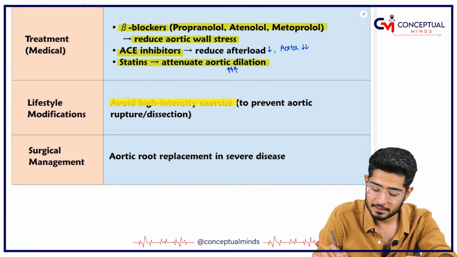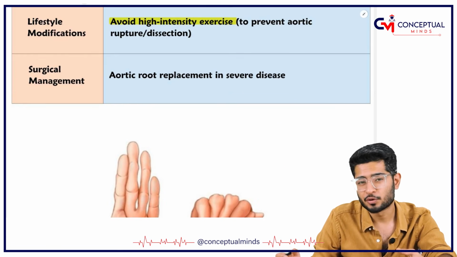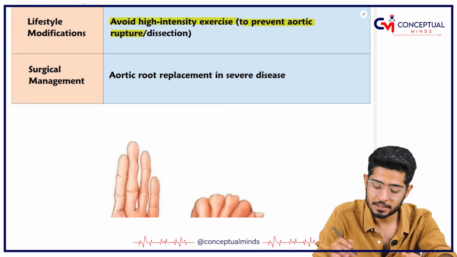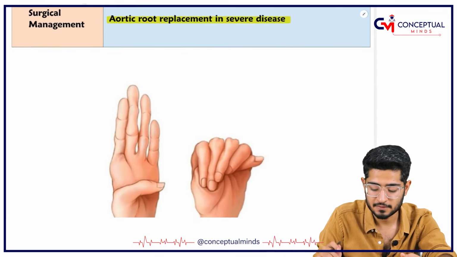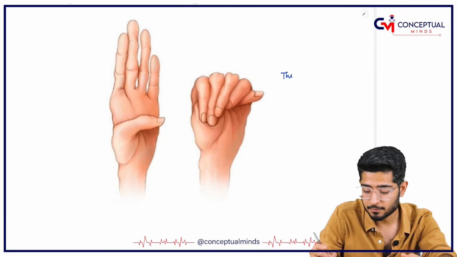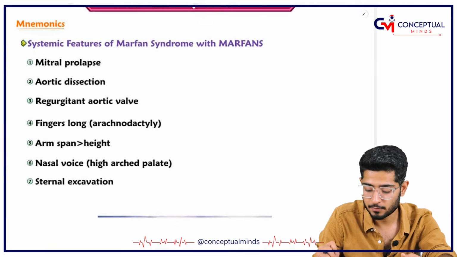Please avoid high intensity exercises so that the aorta doesn't have to work more to supply more. And of course, aortic rupture can be prevented surgically. Yes, aortic root replacement in severe disease can be done. This is called the thumb sign, so this is important, thumb sign. Thumb sign is seen in Marfan's because of hypermobility.